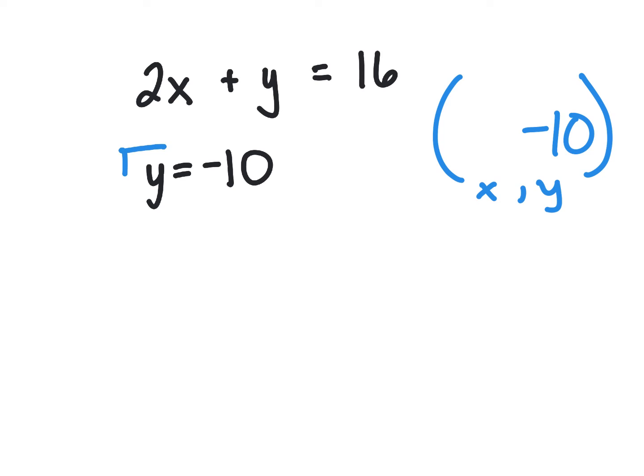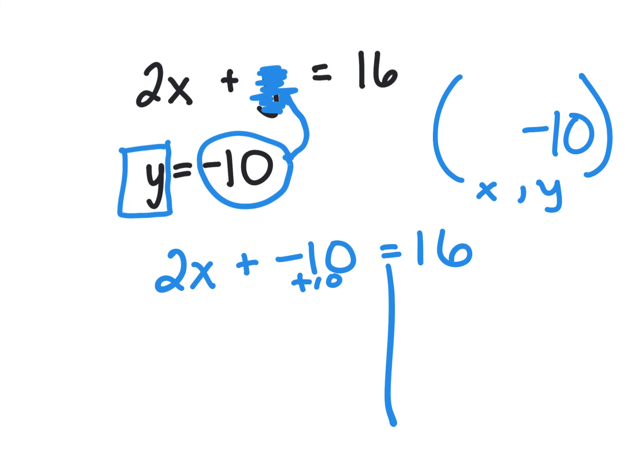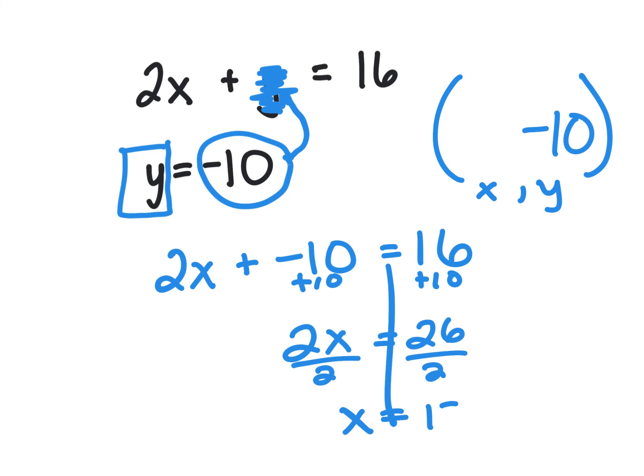But then we're still going to find a variable that's by itself, take what it's equal to, and substitute it into this equation. And so it's going to take the place of the y. And now the top equation would say 2x, but instead of a y, I'm substituting in a negative 10 equals 16. And I'll just finish solving this. I'm going to add 10 to both sides, and I'll get 2x equals 26. If I divide both sides by 2, I'll now know that x is 13.